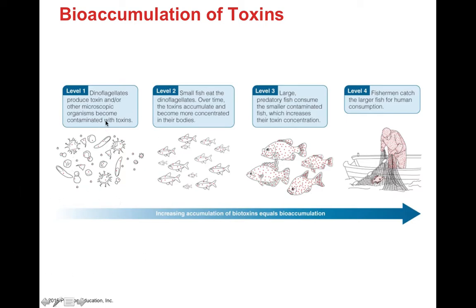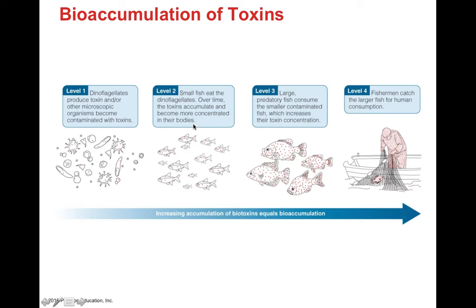So an example here would be a dinoflagellate, which produces particular toxins, and then these toxins are going to be consumed by smaller fish. So we have dinoflagellates, other microscopic organisms that have toxins in them. You can see those toxins in red dots, and they're pretty dispersed inside these smaller microscopic organisms.